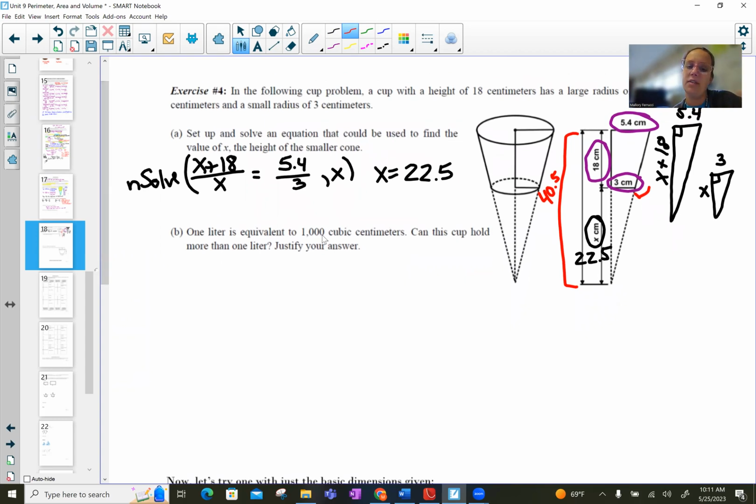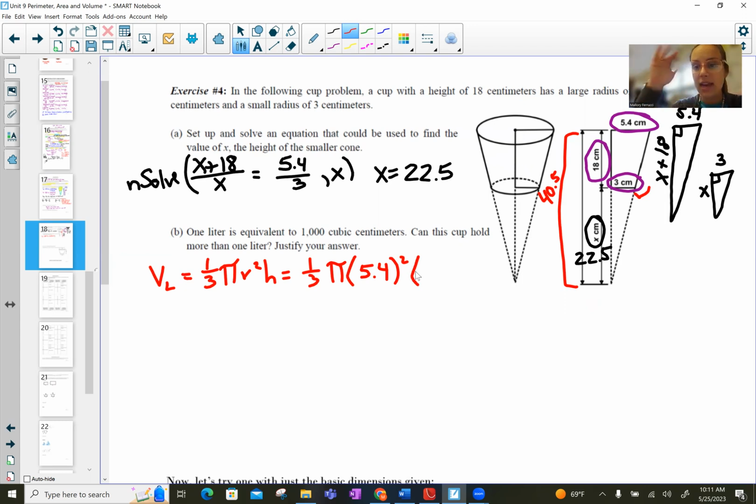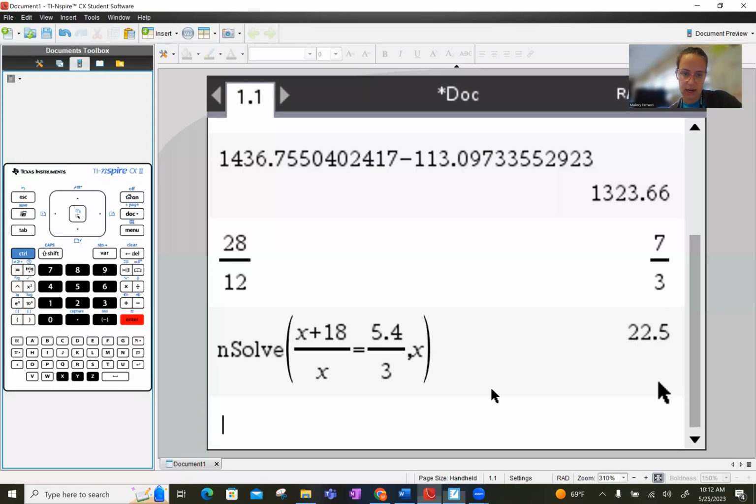It says 1 liter is equivalent to 1,000 cubic centimeters. Can this cup hold more than 1 liter? Justify your answer. Well, let's see. The volume of the large cone, we're still using 1/3 pi r squared h. So it's 1/3 pi times 5.4 squared times the height of the large one, which is 40.5. So I'm going to plug this in.